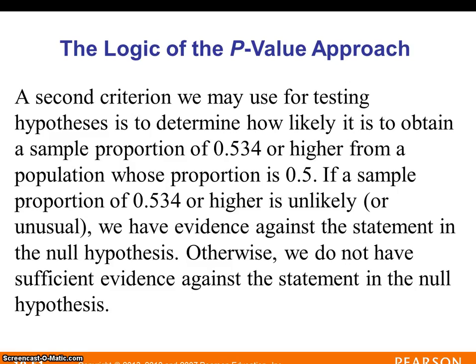So as far as the logic of the p-value approach is concerned, the second criterion we may use for testing hypotheses is to determine how likely it is to obtain a sample proportion of 0.534 or higher from a population whose proportion is 0.5. If the sample proportion of 0.534 or higher is unlikely, or unusual, if the probability of that happening is less than 5%, we have evidence against the statement in the null hypothesis. Otherwise, we do not have sufficient evidence against the statement in the null hypothesis.